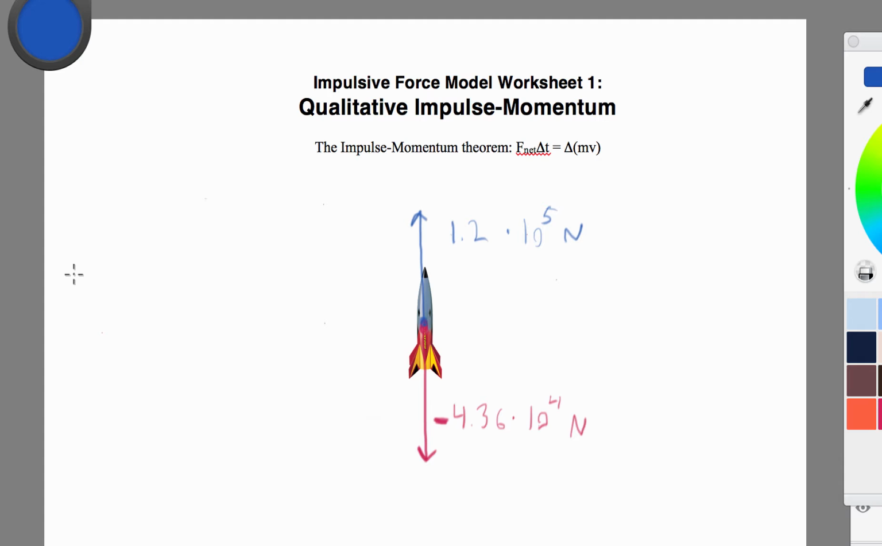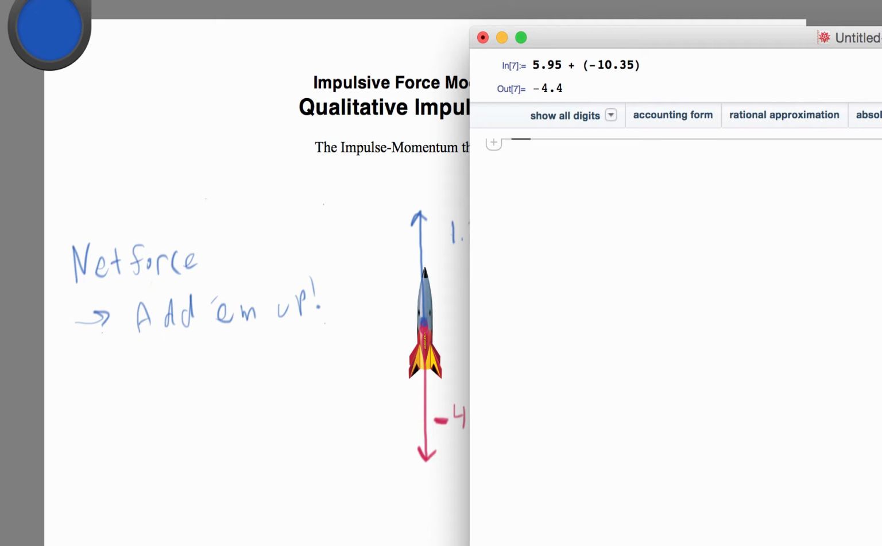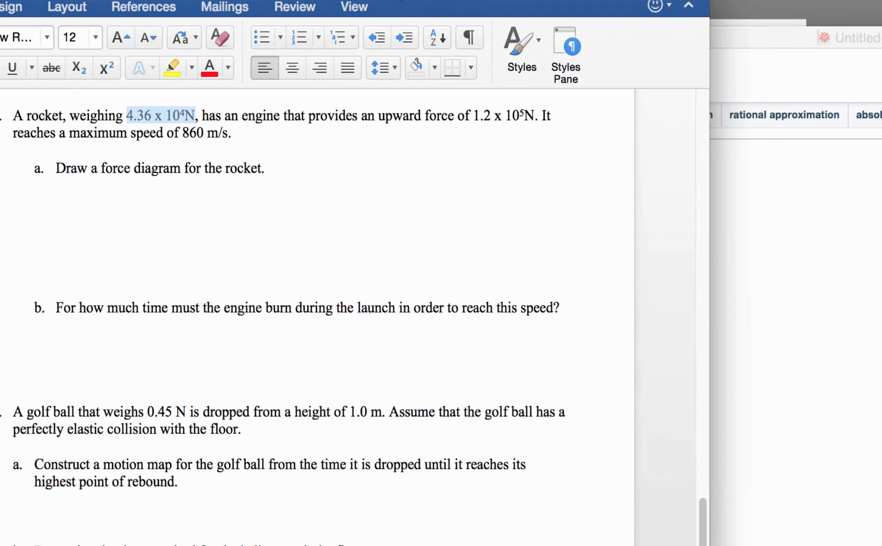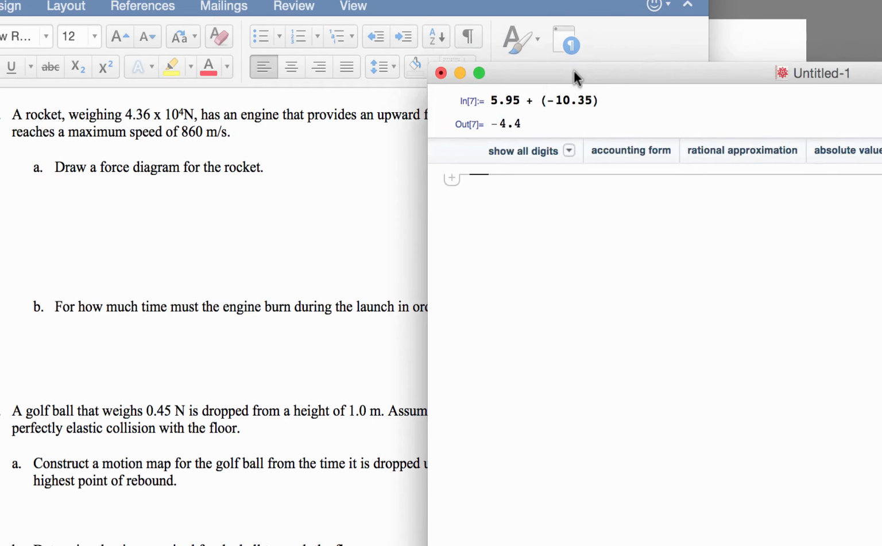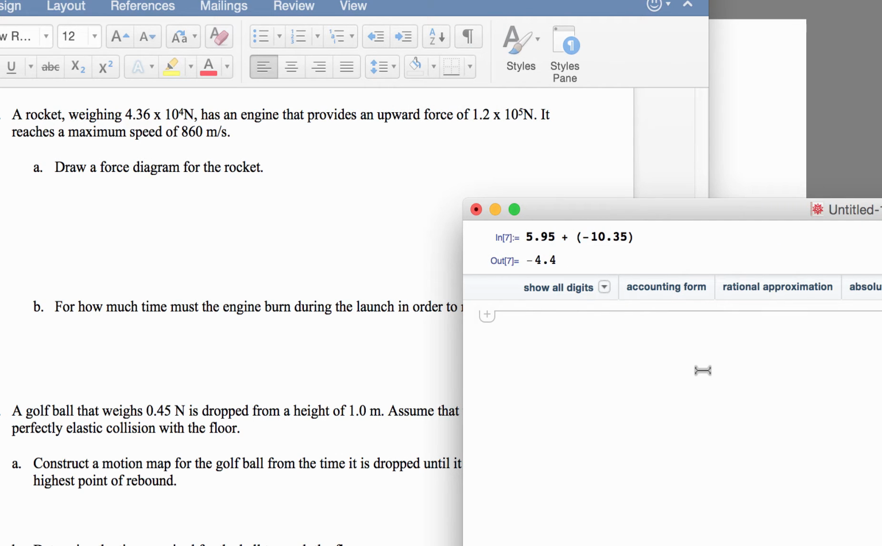So a net force simply means add all the forces. Add them up. Thankfully, we only have to do up and down. This is a one-dimensional problem. So let me make sure, just be careful doing this. Again, you can do Wolfram Alpha. Hopefully you're using a calculator. If not, you can use a caret in Google or on a website.